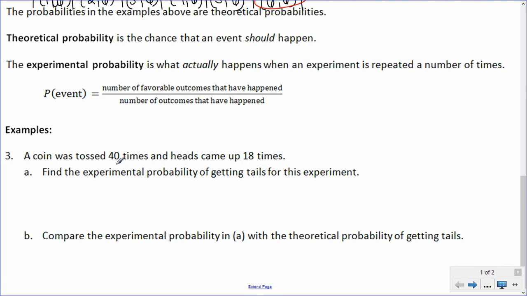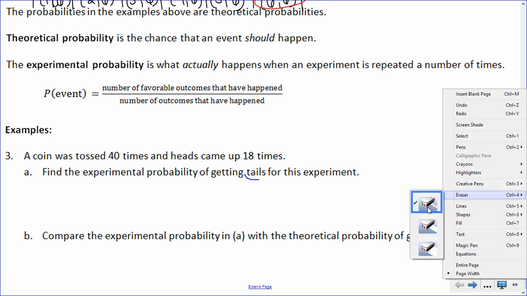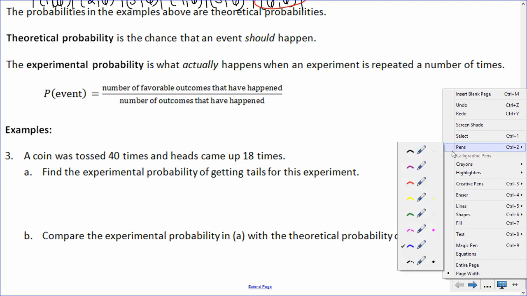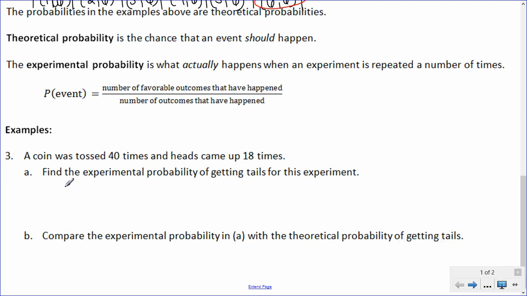Well, if a coin was tossed 40 times and heads came up 18 times, then that would give us the remaining 40 minus 18, or 22 times that tails came up, because there's only two possible options for a coin. It's either heads or tails. So since heads came up 18 times, tails must have come up the remaining 22 times. So 22 out of the number of outcomes that have happened. Well, if the coin was tossed 40 times, that is the number of outcomes. Okay, and if we reduce this, this reduces down to 11 over 20.